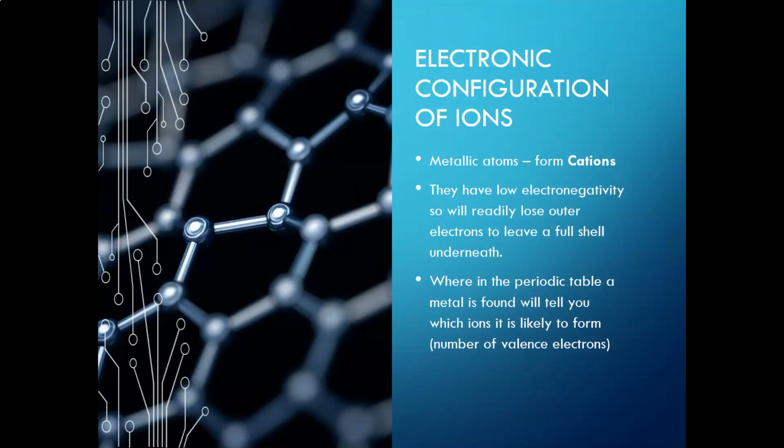Okay, electronic configuration of ions. I've not got my fancy animation happening here, but never mind. Metallic atoms form cations, okay? So they lose electrons. They have a low electronegativity, so will lose their outer electron to leave them a full shell underneath. Where in the periodic table a metal is found will tell you which ion is likely to form.